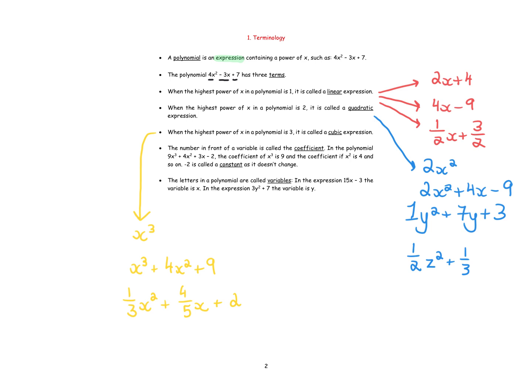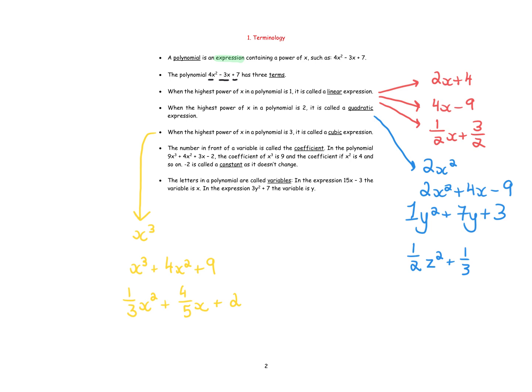Minus 2 is called a constant when we're looking at 9x cubed plus 4x squared plus 3x minus 2. And it's a constant as it doesn't change, so it is constant. If we look at some of the other examples, down here at the cubic expression where we have x cubed plus 4x squared plus 9, the 9 is known as the constant, the coefficient of x squared is 4, and the coefficient of x cubed is 1.